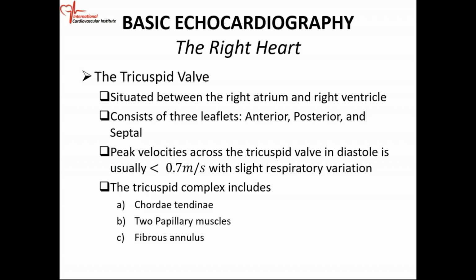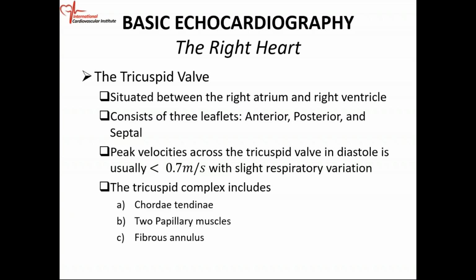Okay, so when you get a view, you have to know which of the leaflets you're looking at. So it is the septal, anterior, and posterior. When you do your Doppler on the right side, in the tricuspid inflow, as you are aware, the velocities and pressures on the right side are less than those on the left.